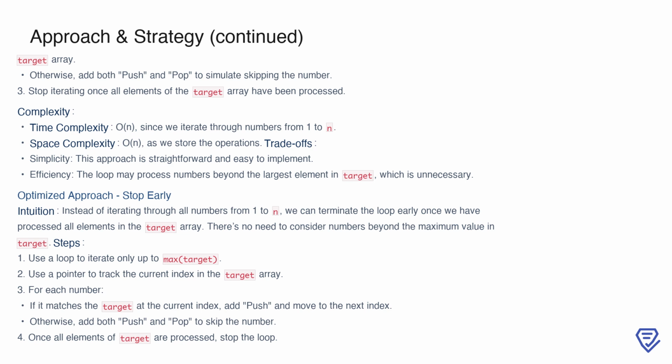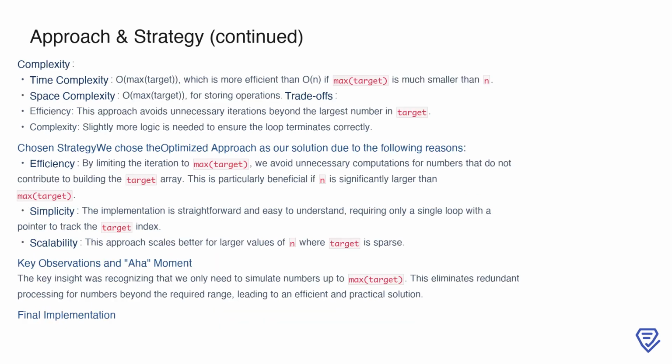However, this method is not efficient in cases where n is significantly larger than the maximum value in target, as we end up processing unnecessary numbers. To improve efficiency, we can use an optimized approach by terminating the loop early. Instead of iterating through all numbers from 1 to n, we only loop up to the maximum value in the target array. This eliminates unnecessary processing of numbers beyond what is needed.